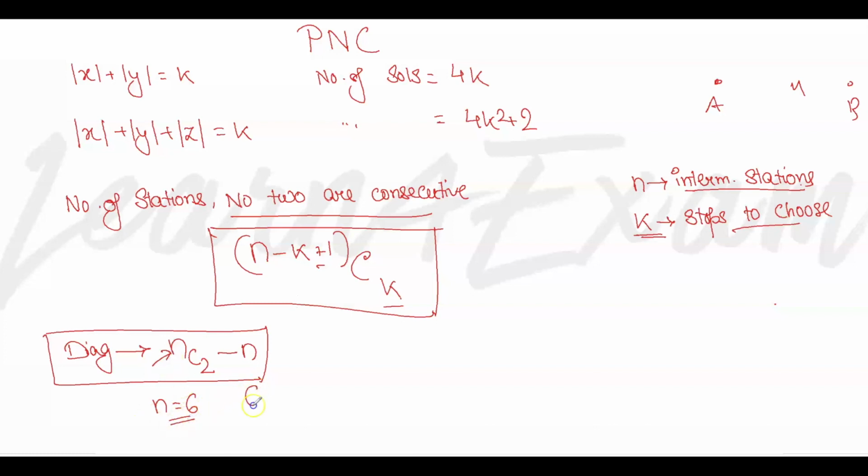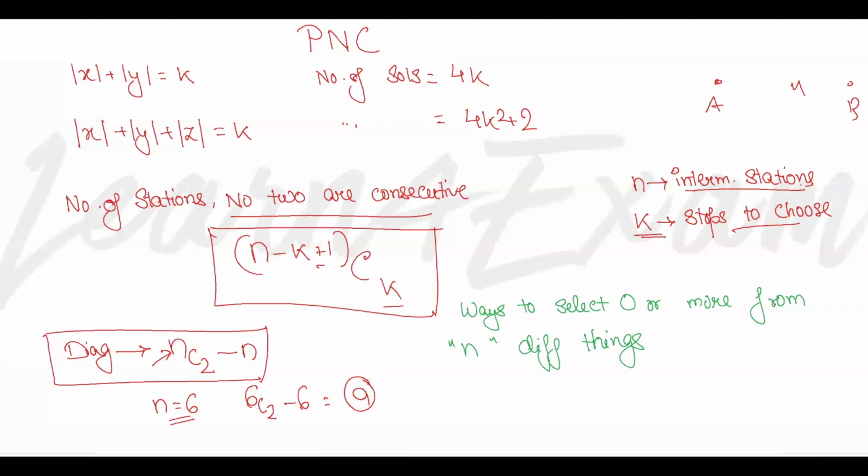So the total number of diagonals would be 6C2 minus 6, that is equal to 9. The next thing, the application of this is very important. That is the number of ways to select 0 or more from n different things. This is given by the formula 2 to the power n. So in how many ways can I choose any number of fruits from, let's say, 5 different apples? That would be equal to 2 to the power 5.